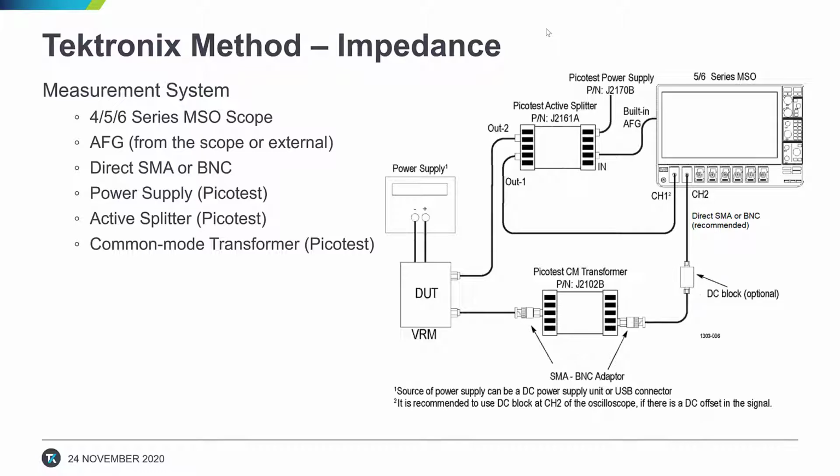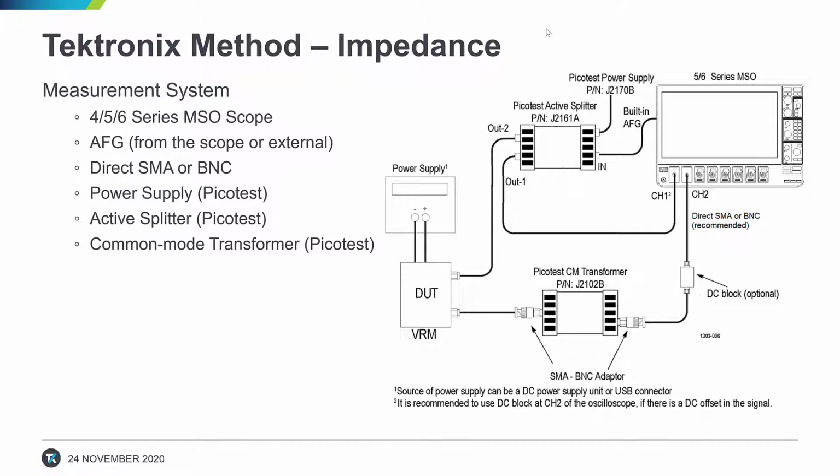So this is again making an impedance measurement across any type of device, but in this case a voltage regulation monitor. So the setup that we have here again is using a 4, 5, or 6 series oscilloscope from Tektronix. It's using the built-in function generator from our scope. We do have the option to use an external function generator like our AFG 31000. That's used mainly if higher bandwidth is required. We're also using a variety of external components from a company called Picotest.